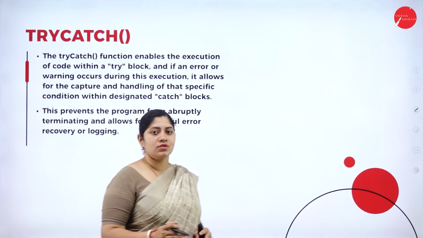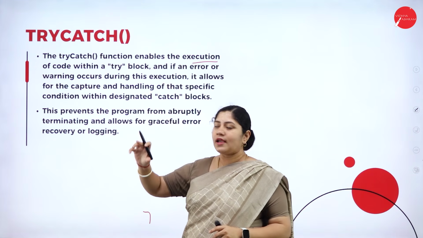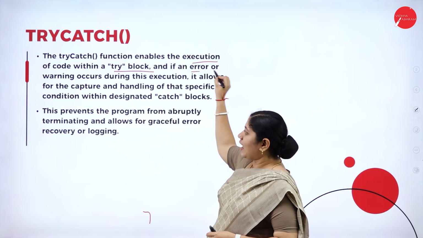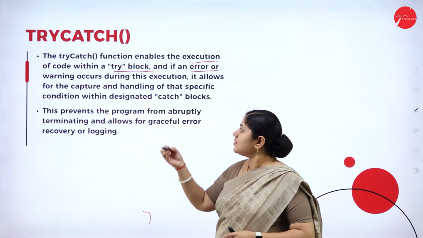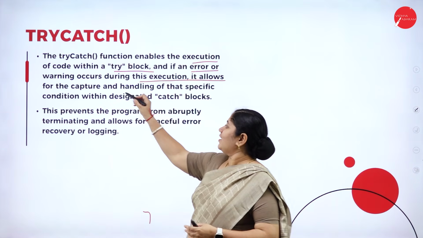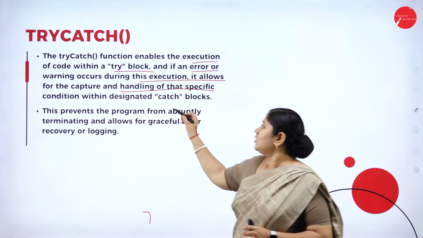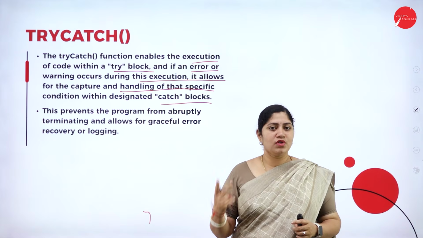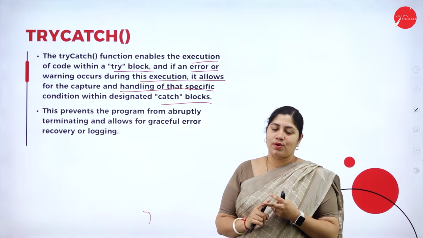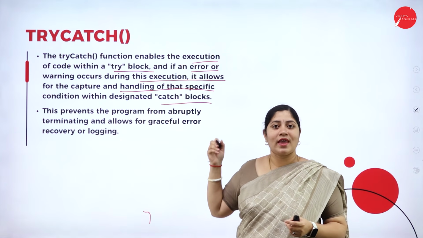tryCatch is a function which enables the execution of code within a try block. And then if any error or warning occurs during this execution, it allows for capturing and handling of that specific condition with the designated catch block. So we'll have two blocks over here. The first one is a try block and next is a catch block. So this is one of the most widely used exceptions.